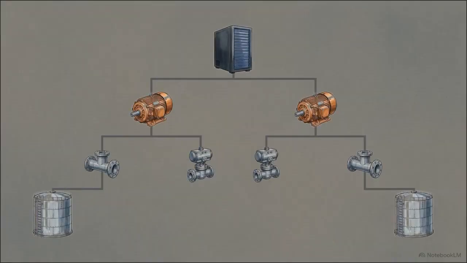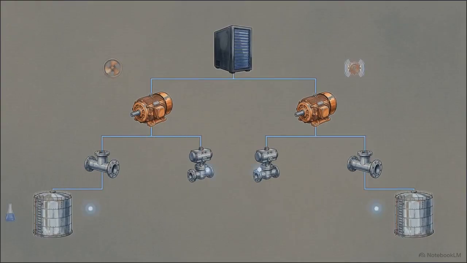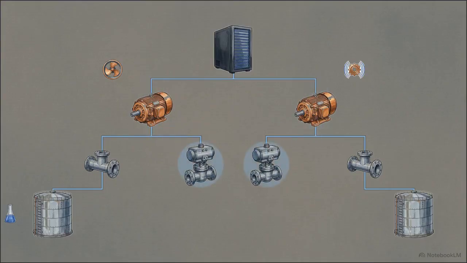Finally, the glowing blue lines represent the plant's automatic brain. This system uses sensors to feel what is happening in the environment and sends instructions to keep everything running smoothly. The steel pipes and electrical motors give the factory its strength, but the automatic control system provides the intelligence needed for the plant to operate safely on its own.